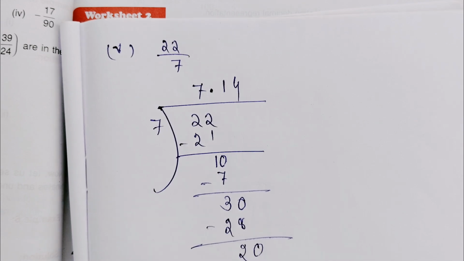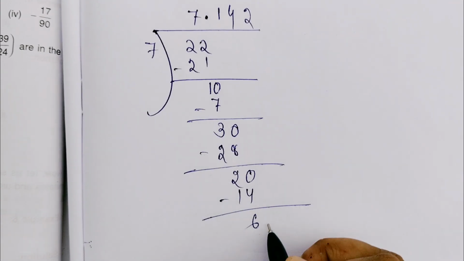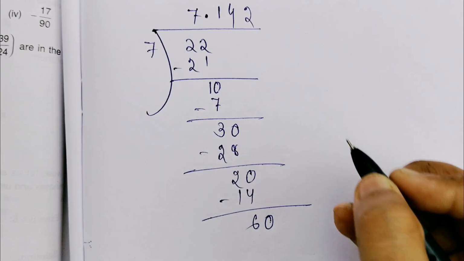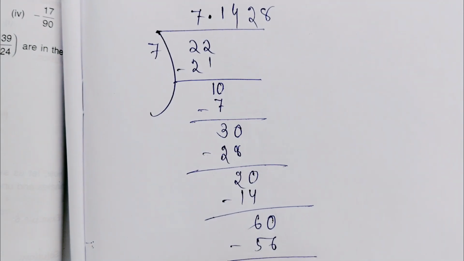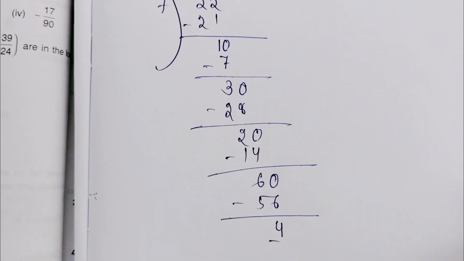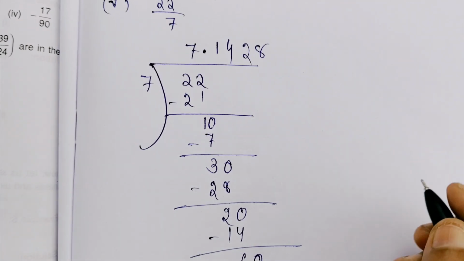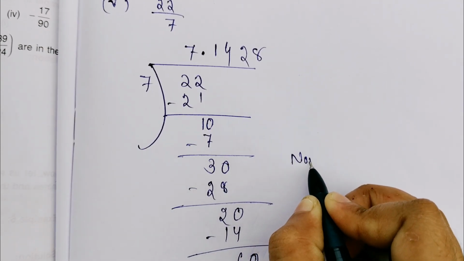Then here is also 10. Then 7 2s are 14. Then 20 minus 14 is 6. Then we put 10. Then 7 8s are 56. Then we find 4. The remainder is 4, so it is a non-terminating decimal number.